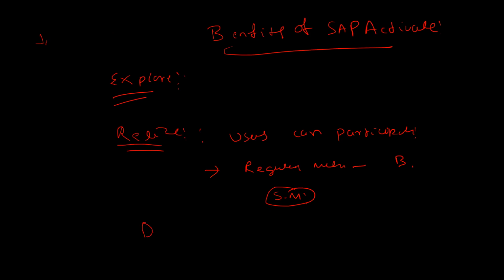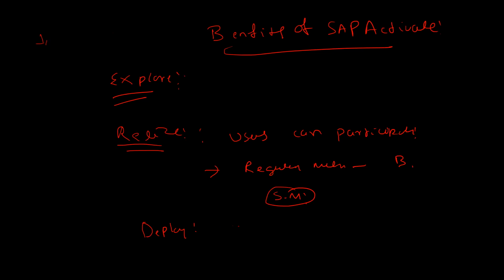So then the deploy phase. Here what is different: end user training materials we will get from SAP, which we will not get in the SAP methodology. Here we'll get the end user training material, and that same thing we'll use for our UAT testing and all.